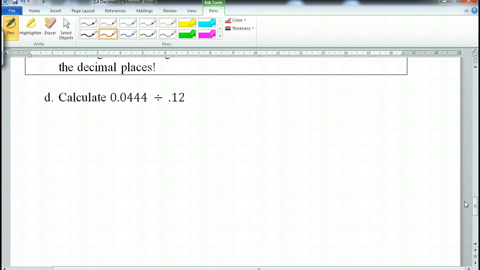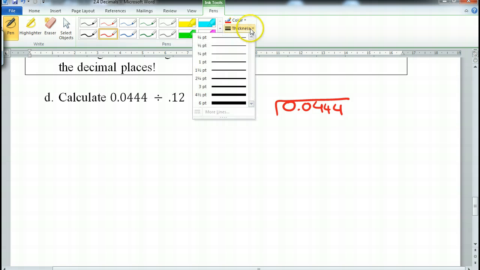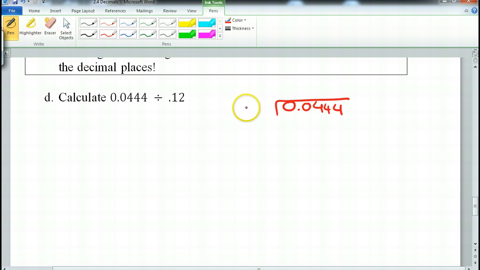Okay, so I'm first going to rewrite this as a fraction here. So I have, as a division here, 0.0444 divided by 0.12.